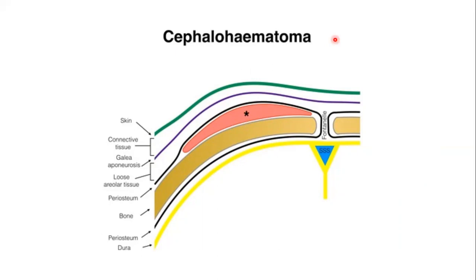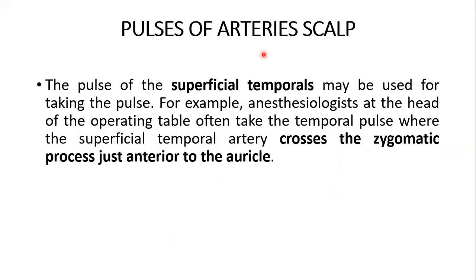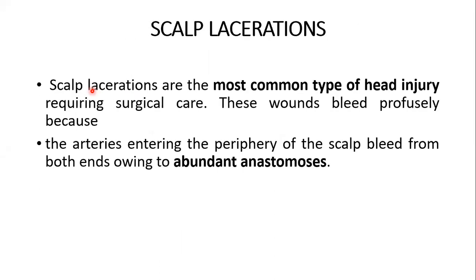It usually resolves by itself. Pulses can be taken in the scalp. The pulse is of the superficial temporal artery, where it crosses the zygomatic process just anterior to the auricle. An anesthetist can use that. And this is the last, scalp laceration. I told you already, a very common type of head injury. Because abundant anastomoses are present, if a laceration is produced, it needs immediate suturing. Otherwise, blood would be lost and that will create problems.